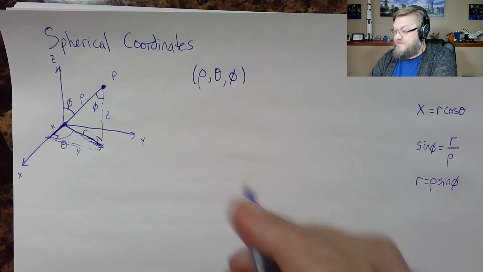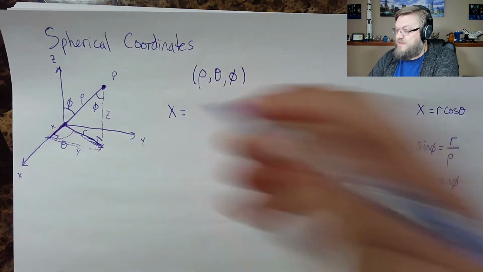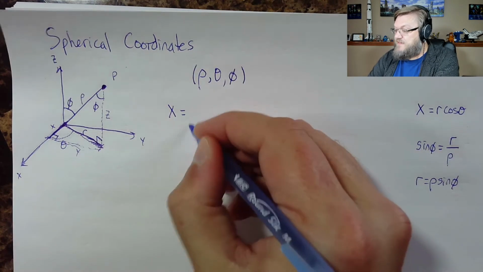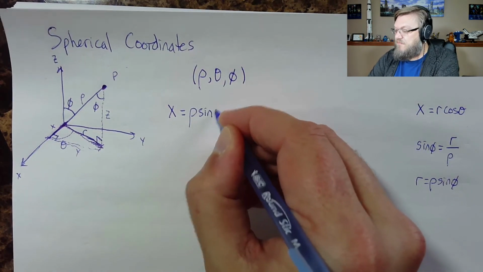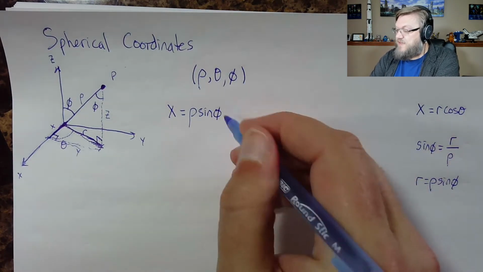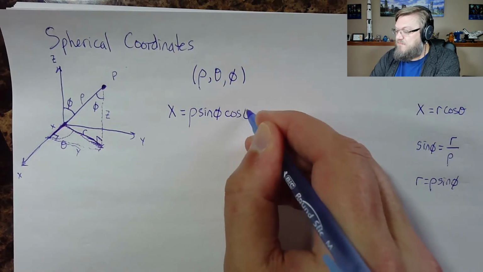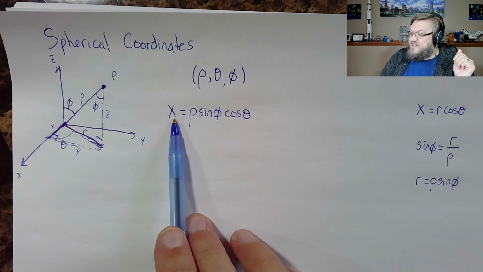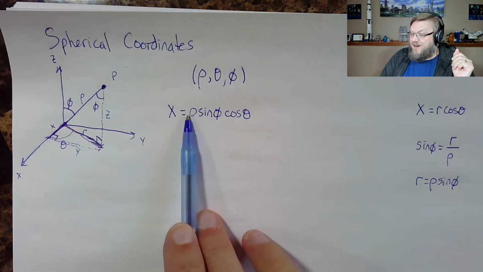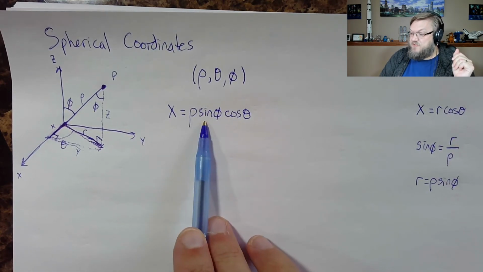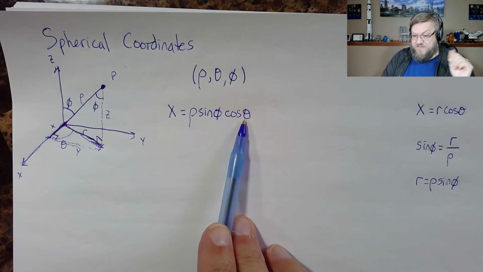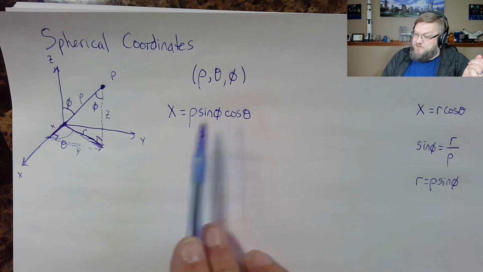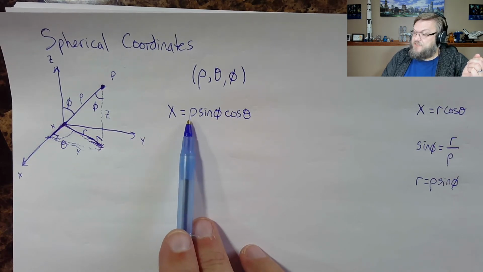Good news. This means that X being R cosine theta, what is R? R is rho sine phi times the cosine of theta. That's how I want you to remember this formula. X is this piece, which is the R, rho sine phi. So this is X is R cosine theta. You already know that from polar and cylindrical. Just replace the R with what it's equal to, which is rho sine phi.